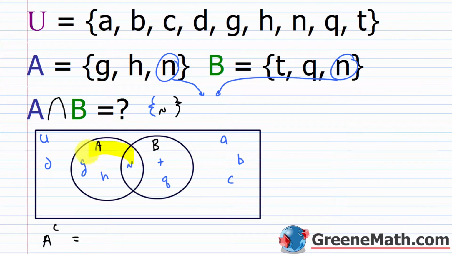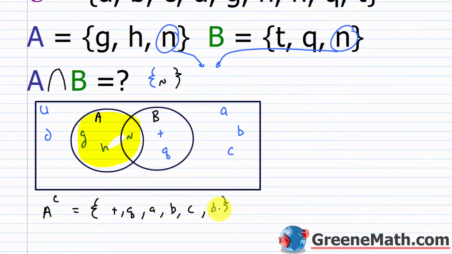So I could just highlight this set right here, and I could look for things that are outside of A, and what I'd come up with is T, Q, A, B, C, and then D. And again, it doesn't have to be in alphabetical order. The order is irrelevant when you're listing the elements of a set.